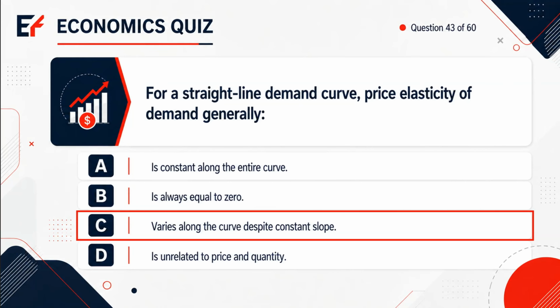Option A is wrong because constant slope does not mean constant elasticity. Option B is incorrect because zero elasticity means quantity demanded does not respond to price at all. Option D is also wrong because price and quantity are essential parts of the elasticity calculation. The key idea is that slope can stay constant while elasticity changes.